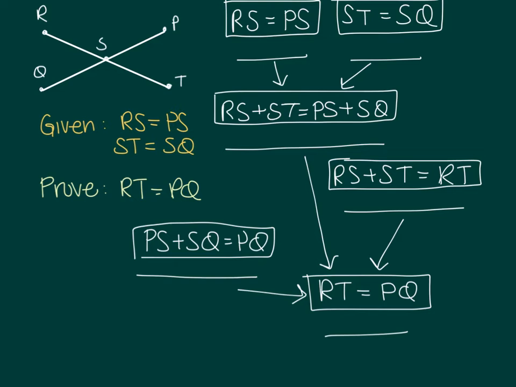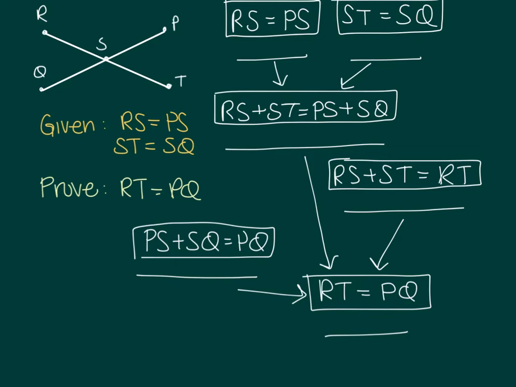Okay, so this one's a little bit trickier. So we have a flow proof that's been set up here. This is the style of proofs that ultimately we're going to get to. And before you create the flow proof on your own, I've given you all of the statements. You just have to come up with the reasons.